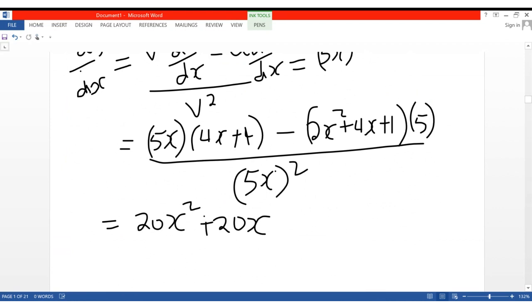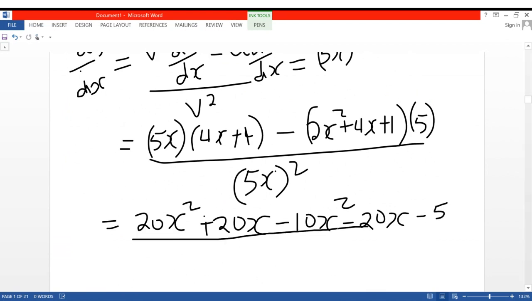Then the 5 can come in. So when you multiply negative 5 times this one, you'll get negative 10x squared. Again, it will still be negative 20x, and then negative 5. Remember, there's a minus. So when you multiply everything with the constant 5, you'll get 10, 20, and 5. Then all over, when you square this one, you'll get 25x squared.